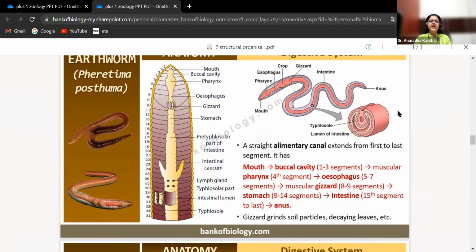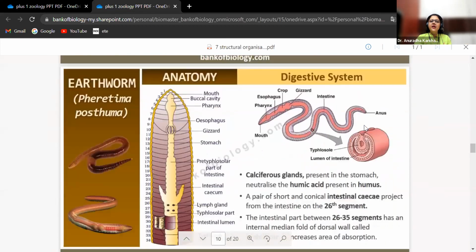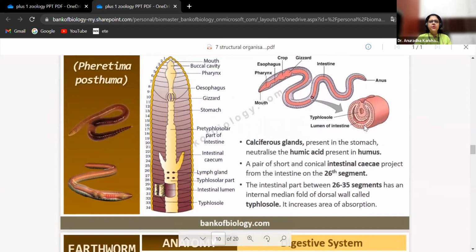Okay? Gizzard grinds soil particles, decaying leaves, etc. Whatever it has engulfed, the gizzard grinds it. We know gizzard is for grinding. Calciferous glands present in the stomach neutralize the humic acid present in the humus. Humus is partially degraded organic matter, and it produces humic acid. They consume this humic acid because they consume the soil. So what is the problem? The acid will go in, so something should neutralize it. The secretions of the calciferous glands neutralize the humic acid.